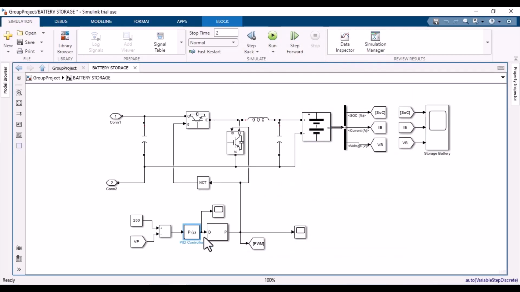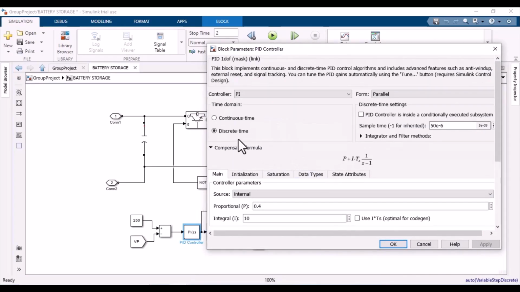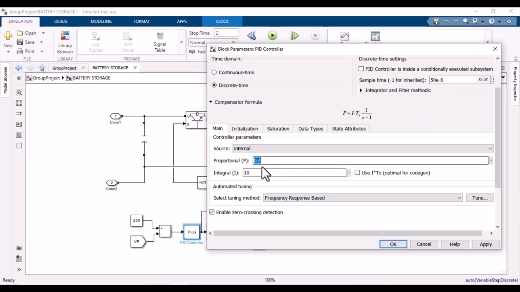And the PID controller is used here. Actually, I have used the PI controller. This is a discrete time controller. It's P and I values. I have used just random values. I randomly selected these values. We can even calculate these values from this formula.